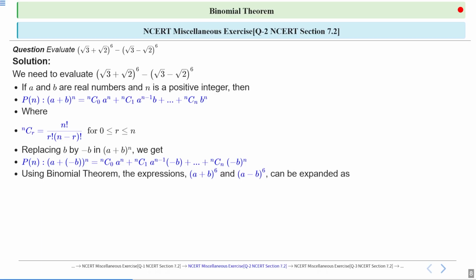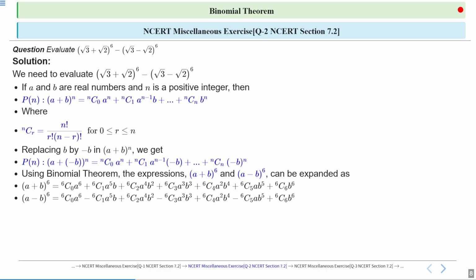Using the binomial theorem, the expressions (a plus b) to the power 6 and (a minus b) to the power 6 can be expanded as follows. (a plus b) to the power 6 is equal to 6c0 a to the power 6, plus 6c1 a to the power 5 times b, plus dot dot dot, plus 6c6 b to the power 6. And (a minus b) to the power 6 is equal to 6c0 a to the power 6. Okay, this is the first term. Then minus 6c1 a to the power 5 times b, this is the second term. Okay, and the last term will be 6c6 b to the power 6.